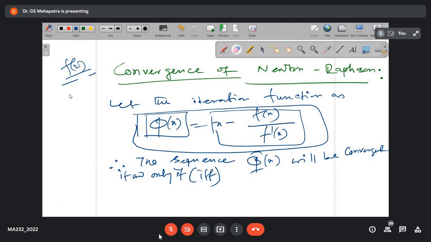You have studied this in first year, first semester, I think. So sequence and series, fine. Absolute convergent: this function will be converged if and only if the modulus of phi dash x is less than 1. That is the concept of absolute convergence; if it is convergent, then phi of x is also convergent. So if and only if the modulus of phi dash x is less than 1, then what is the condition for convergence of the Newton-Raphson method?